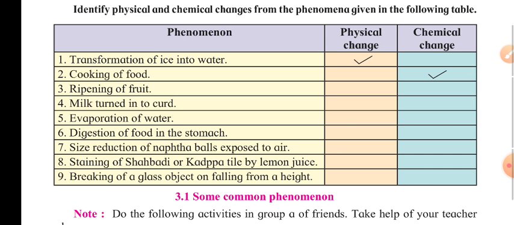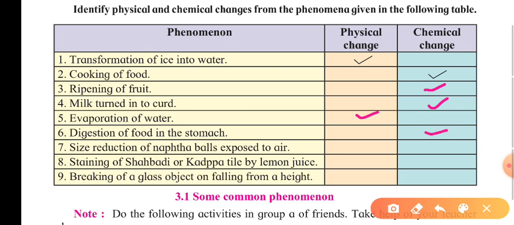Because there is another thing which I missed in between: when we talk about a chemical change, we cannot reverse the chemical change by any simple means. A physical change we can reverse in some way, but a chemical change we cannot reverse by simple means. Next, they have given the ripening of fruit, which is nothing but a chemical change. Milk turning into curd is a chemical change. Evaporation of water is a physical change. Digestion of food in the stomach is a chemical change.